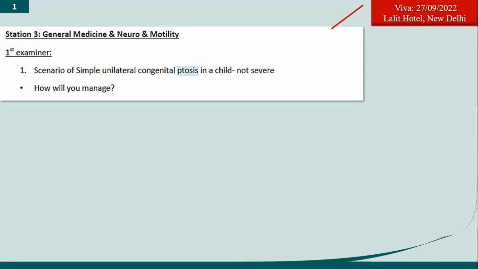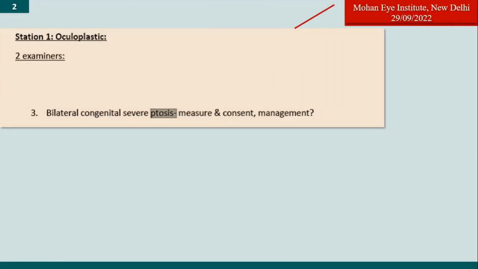All right? This is the primary goal, because we are in ptosis classes, talking about a ptosis case in the oculoplastic station. Again, the same scenario, but here you have a real case of bilateral congenital severe ptosis. What is the meaning of severe ptosis? The lid is covering the pupillary axis, almost reaching the pupillary visual axis.